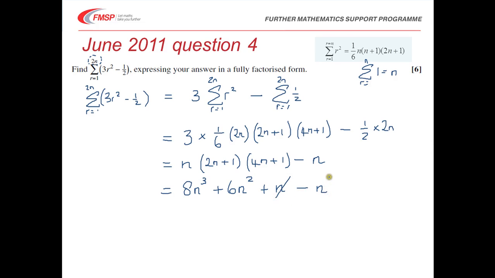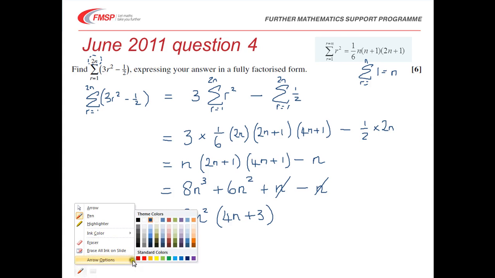So actually these go out, and you can see now that we have got a common factor of 2 in terms of the number and n squared, and inside our bracket we'll have 4n plus 3. Now the question did say to give it in a fully factorised form, so you do need to work at that carefully. There were 6 marks for the question.